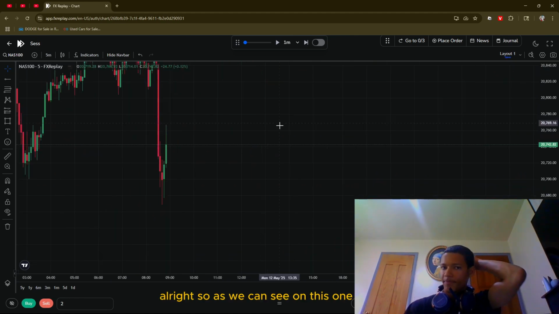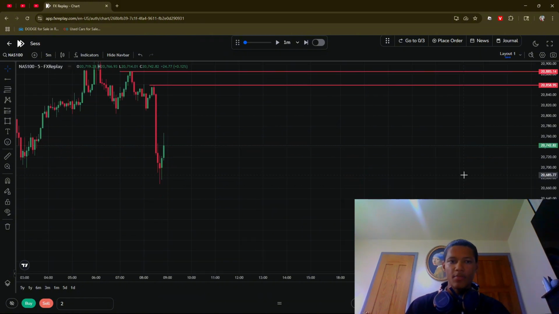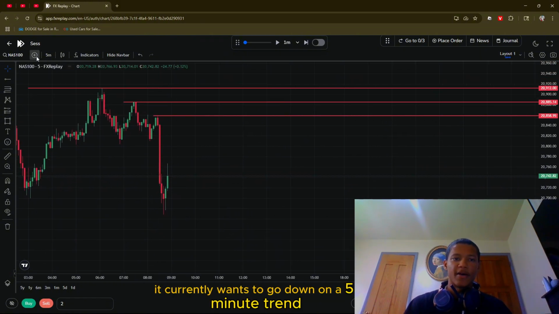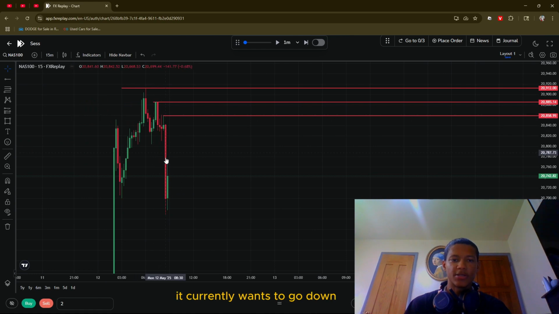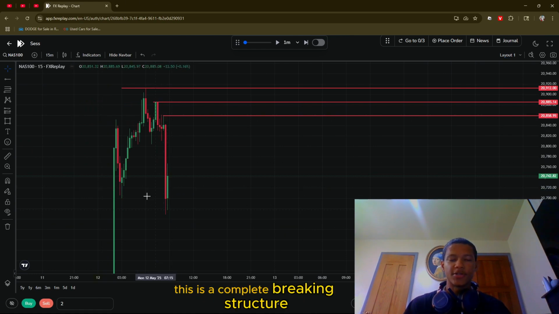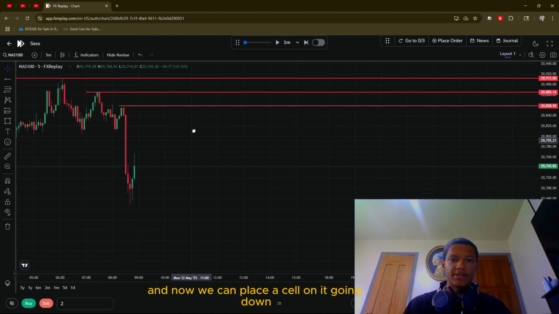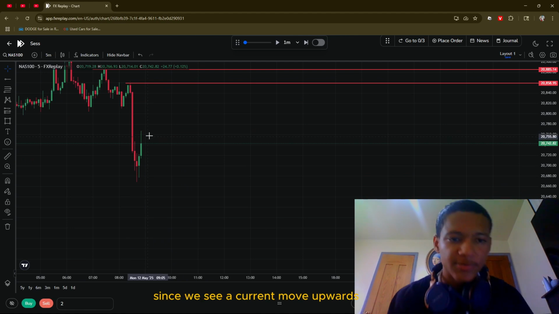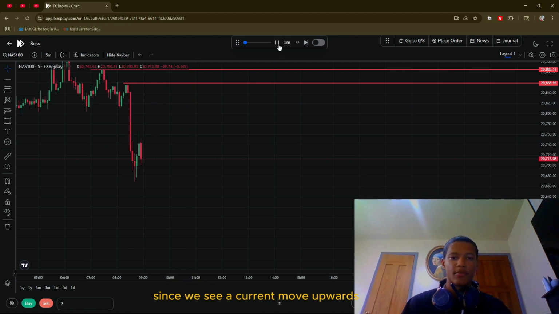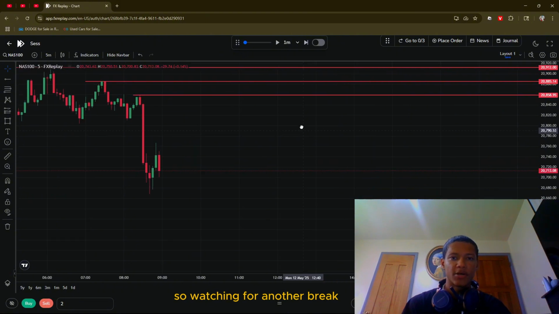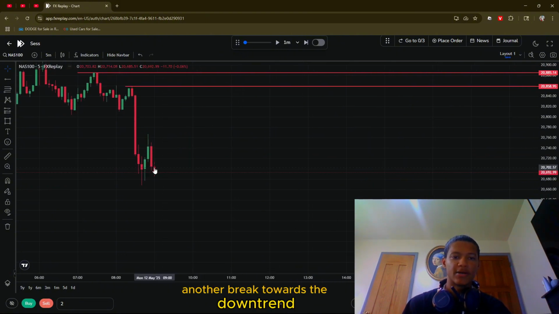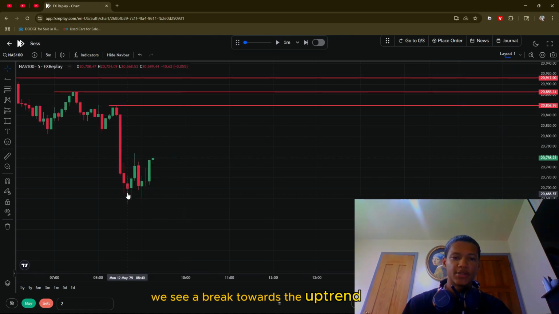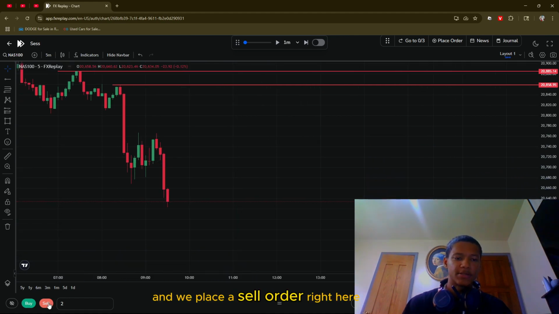All right. So as we can see on this one, it currently wants to go down on a 5 minute trend. We go on the 15-minute trend. It currently wants to go down. This is a complete break in structure. And now we could place a sell on it going down since we see a current move upwards. So we're watching for another break towards the downtrend. Well, not yet. The candle didn't close in this downtrend. We see a break towards the uptrend, signifying a change in direction. We see a candle closure, and we place a sell order right here.